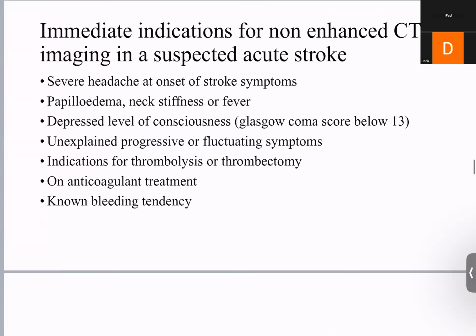There are immediate indications for non-contrast CT in a suspected acute stroke. If the patient has severe headache at the onset of stroke symptoms, or if there is papilledema, neck stiffness, or fever on presentation, or if the GCS is less than 13, or if there are unexplained progressive or fluctuating symptoms, or if there is an indication for thrombolysis or thrombectomy, or if the patient is on oral anticoagulant treatment, or if he has a known bleeding tendency. So these are immediate indications for doing a non-contrast CT.